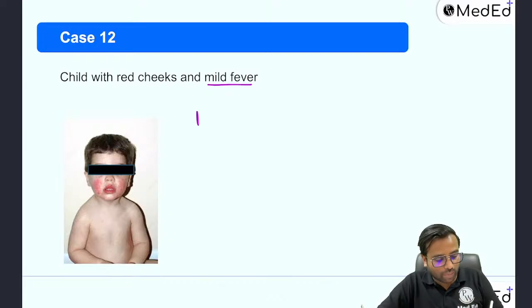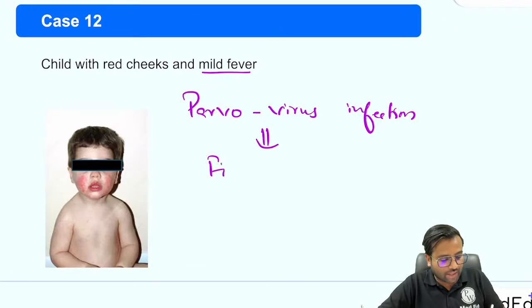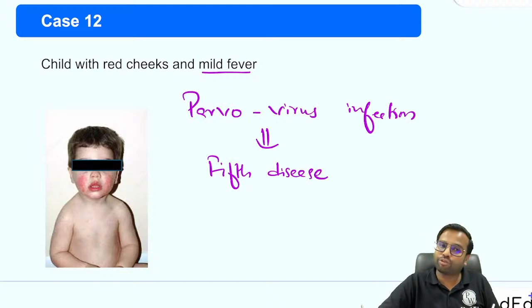Vikash Raj has texted saying that this is due to parvovirus infection. And what is this parvovirus infection called? This is called the fifth disease. It's called the fifth disease.